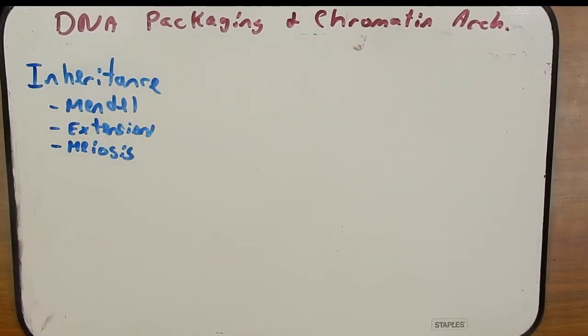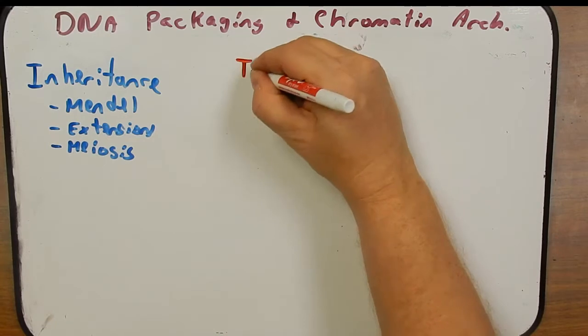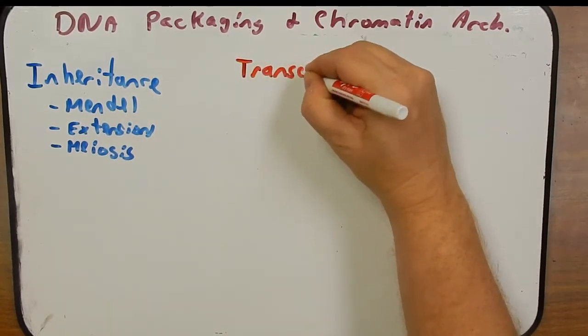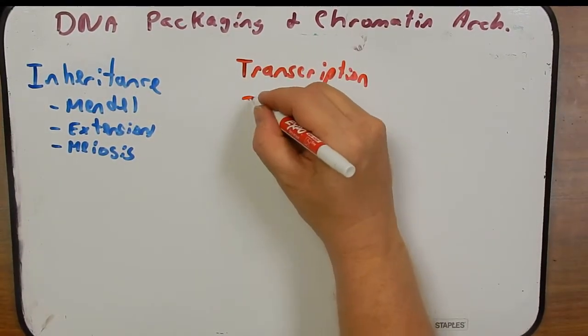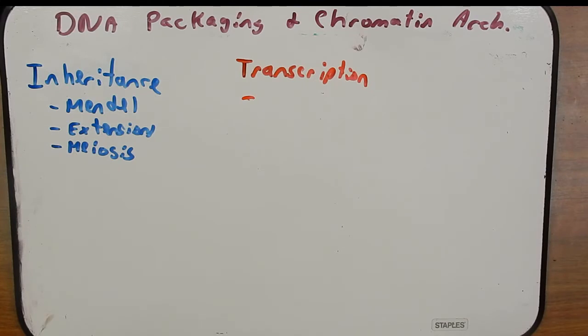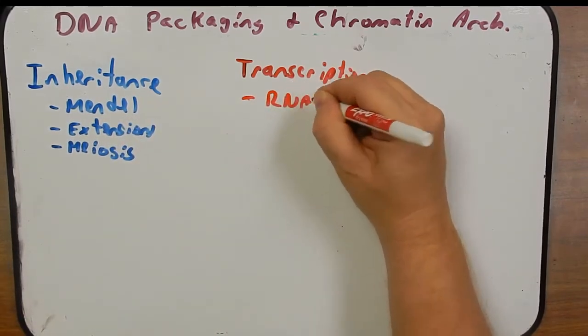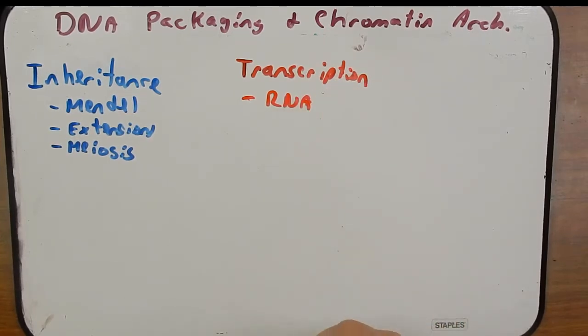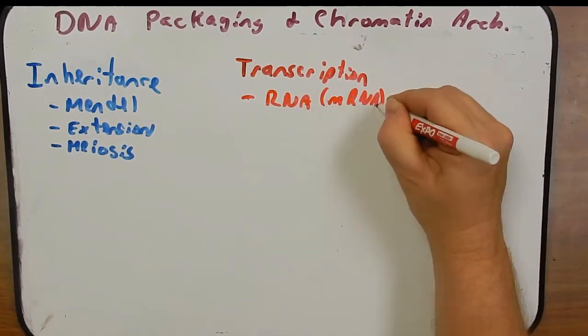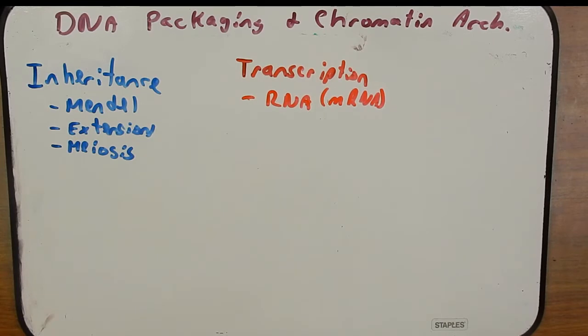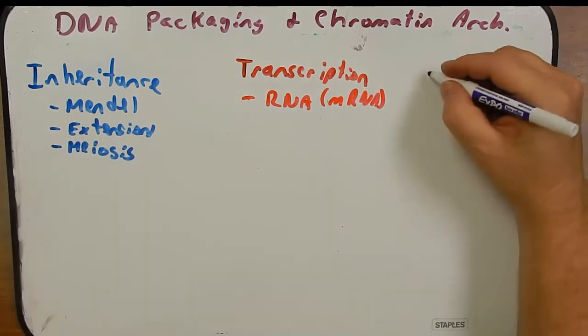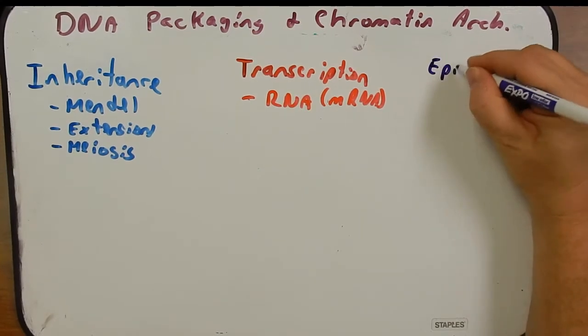We also spent a decent amount of time talking about transcription, and how with transcription we would take this inheritance material, the DNA, and make RNA. And we talked about different kinds of RNA. We spent most of our time talking about messenger RNA, but we also mentioned many other kinds of RNA molecules. And then we talked about epigenetics. Not a lot yet, but enough.